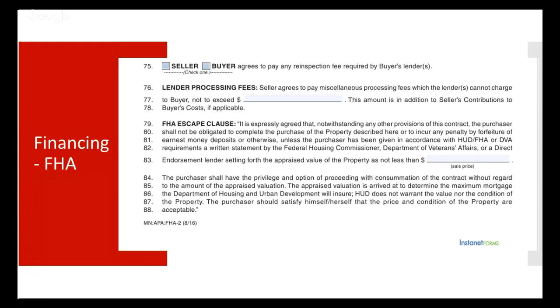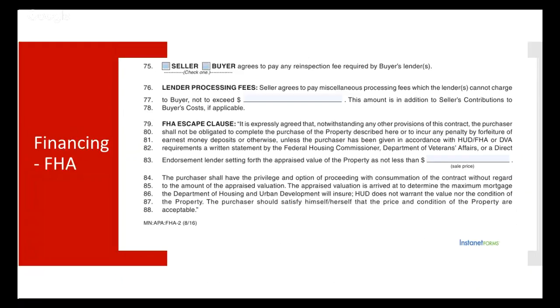Lender processing fees. Seller agrees to pay miscellaneous processing fees, which the lender cannot charge to the buyer, not to exceed blank. This amount is in addition to seller's contributions to closing costs. Okay, I usually put a 0 here, right? Because I'm going to go after the closing costs, and I'm going after the price. Those are the two things I'm working. So I'm usually putting a 0. Maybe if you talk to the lender or the title company, they might have a recommended amount you can put there potentially. But usually I'm just going to ask for an amount in closing costs that's going to get everything covered, right?